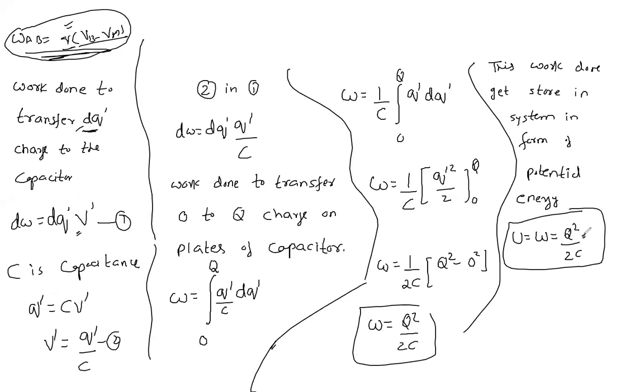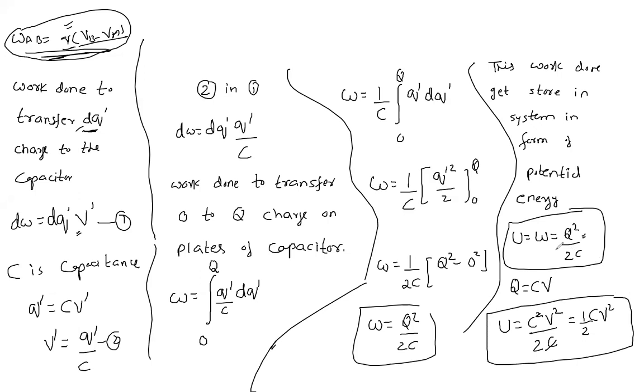Next, we can convert this expression of potential energy, which is in terms of charge and capacitance, into terms of potential and capacitance. You can substitute Q equal to CV. Then it is C square V square over 2C. It gets cancelled out, so this is half CV square. This is how we calculate potential energy, which is half CV square. Just note it down, then we'll do the next.